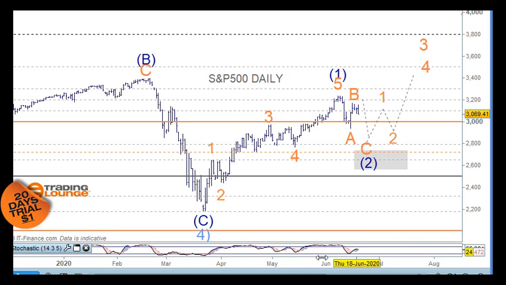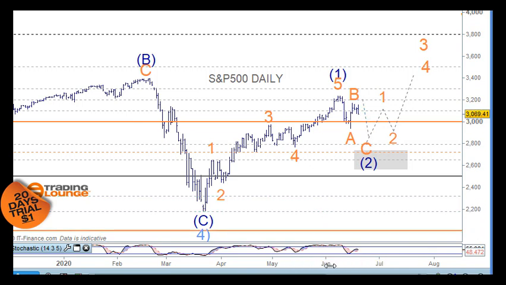As you know, we've been looking for an impulse wave to the upside of 1, 2, 3 and 4 here, and up for 5 here for wave 1, and then an A wave, a B wave and a C wave for wave 2, and then heading higher from that point. We have had some difficulty in this little pattern in here, and we're going to investigate that today.